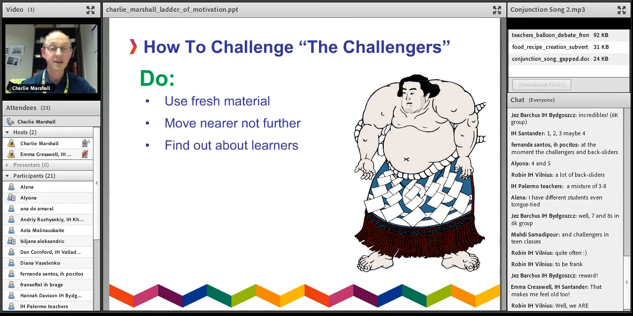Another idea, find out about the learners. Find out as much as you can about them, because you're going to need that to make the material and lessons relevant to them and less boring.